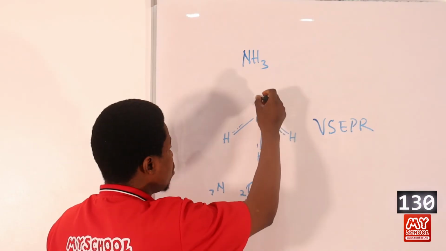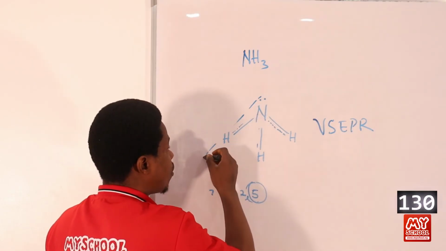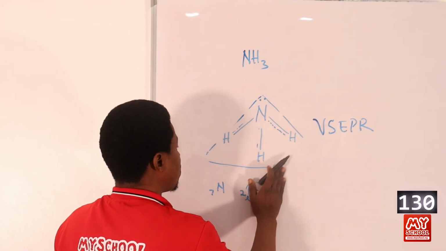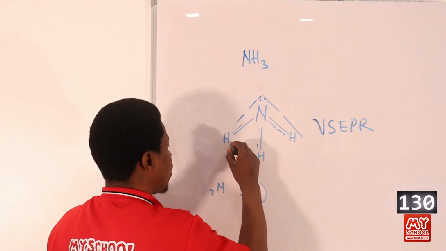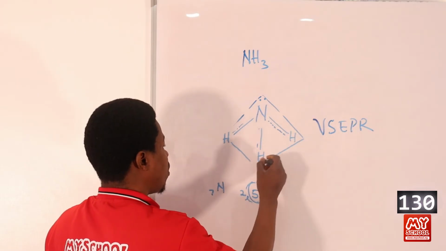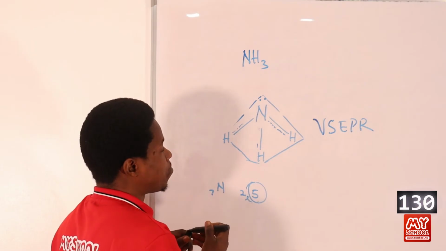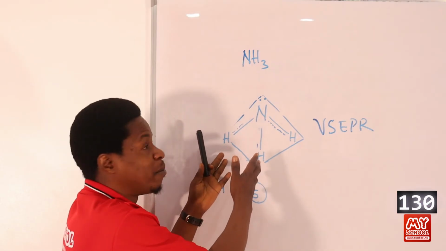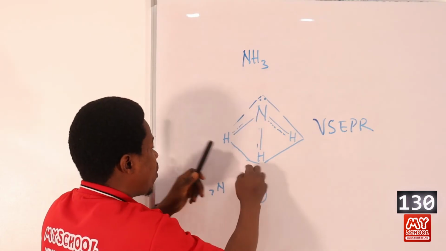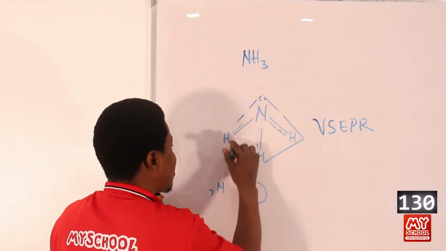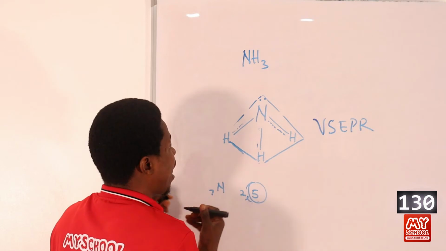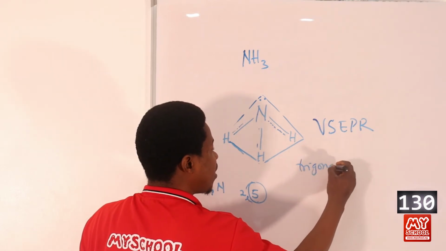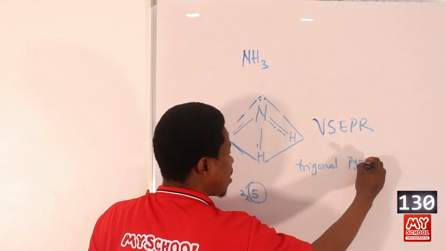Of course, you can see this shape. Maybe I didn't draw it well. Let's say we have it this way. So this is looking like a pyramid. A pyramid has a tree, that's why we call it trigonal. This is giving us what we call a trigonal pyramid.